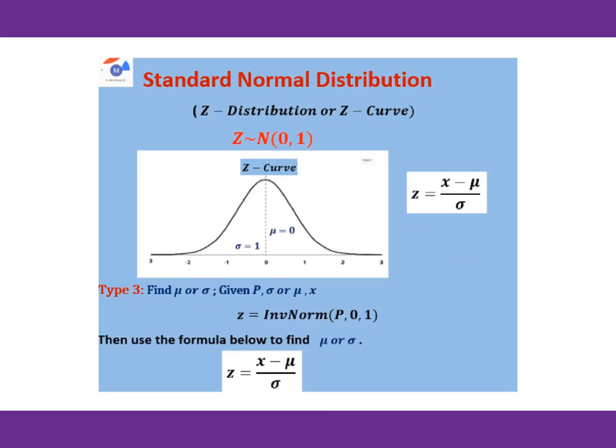If we are looking for the mean or standard deviation, we got to use a z distribution or z curve. You still use inverse norm, but for the mean, you will put the 0 and for standard deviation put the 1. You will figure out this z value. For the z value, you got to use this formula to figure out that mean or standard deviation.